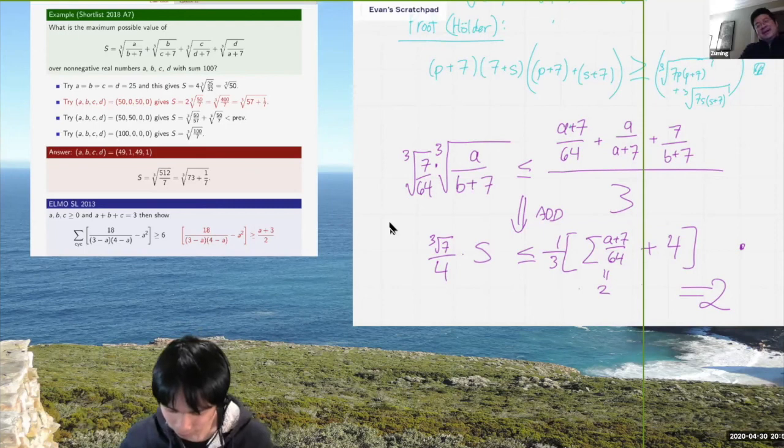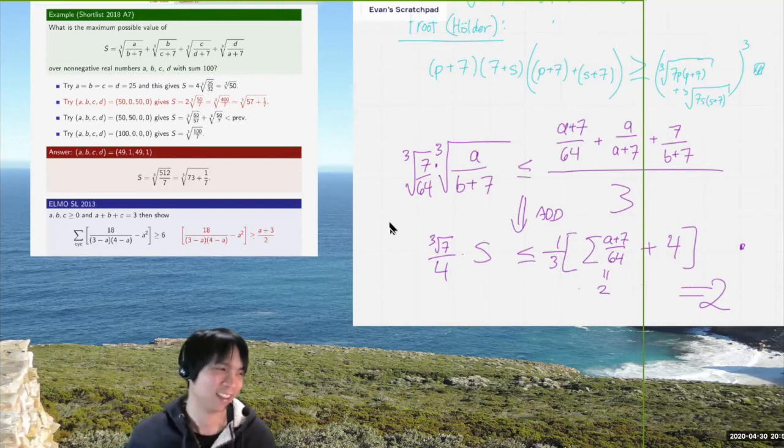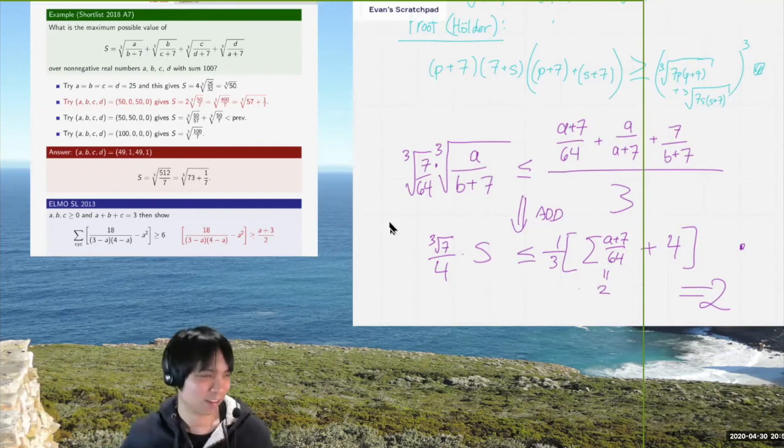Well, this final AM-GM solution is really nice, right? Look at how short it is, how we added it up. Somehow, yeah. Very cool.